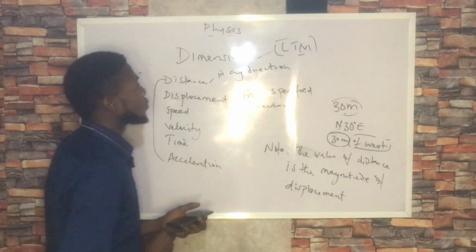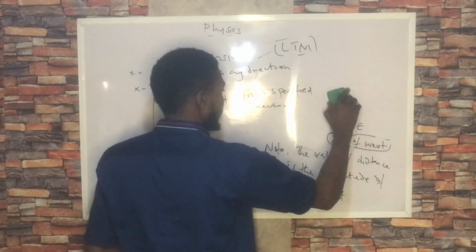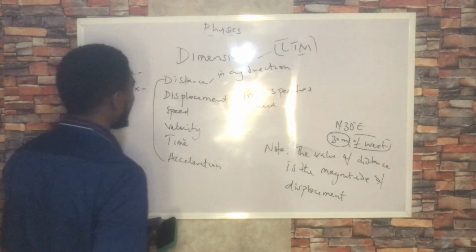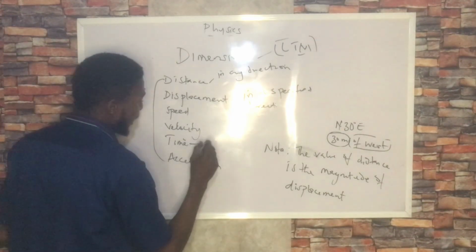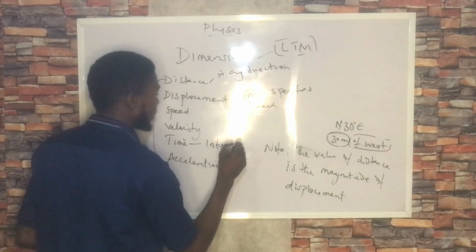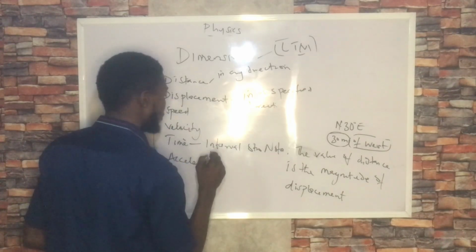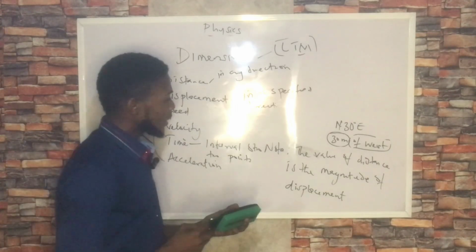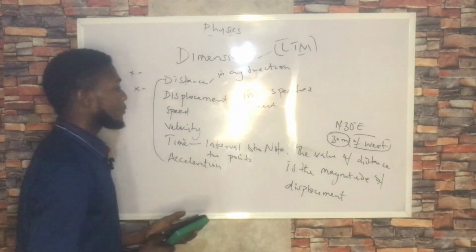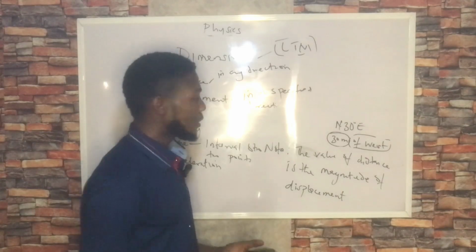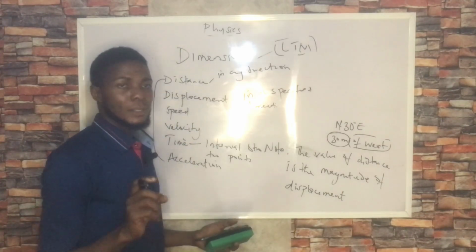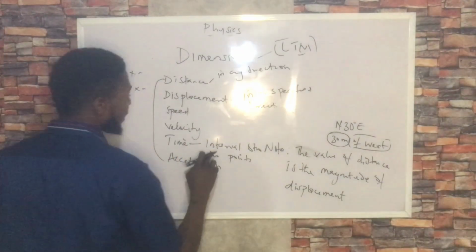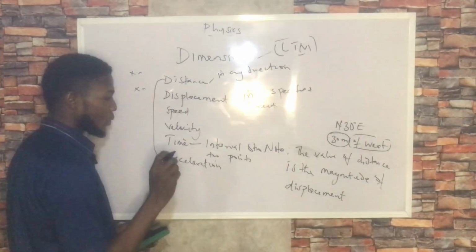Then moving on to speed. Or before speed, time is the interval between two points. In physics, we respect time a lot, be it if you are talking about motion or anything. We talk about these things with respect to motion. So we respect time a lot. So time is simply the interval between two different points.